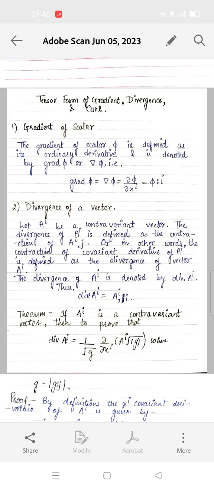Now, what is the divergence of a vector? Let A^i be a contravariant vector. The divergence of A^i is defined as the contraction of A^i,j; in other words, the contraction of the covariant derivative of A^i is defined as the divergence of a vector A^i. The divergence of A^i is denoted by div A^i. Thus, the divergence of A^i can be written as A^i,i.